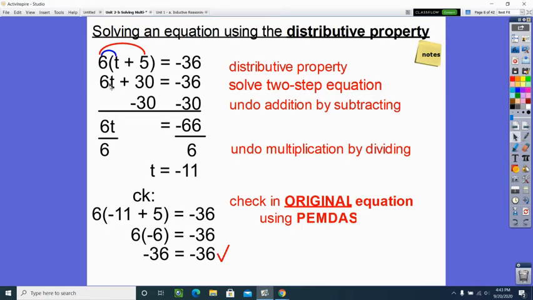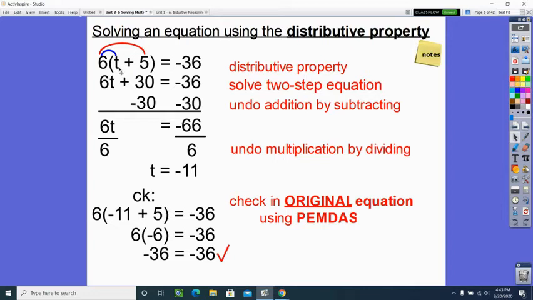And I am absolutely okay if you go right to this step. You don't have to write 6 times 5 and then another step. Now it's back to a 2-step equation. And the opposite of adding 30 would be to subtract 30. And the opposite of multiplying by 6 would be divide by 6. And I think that the only number that I can replace for the t is negative 11.